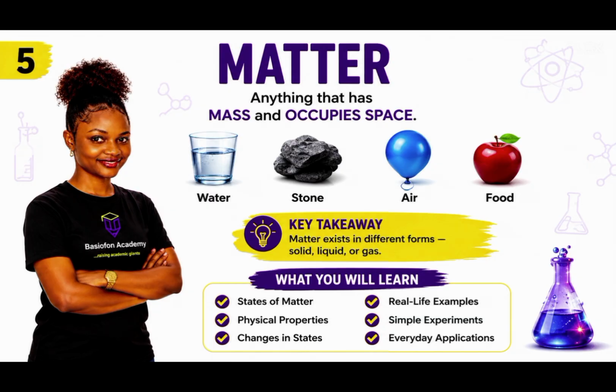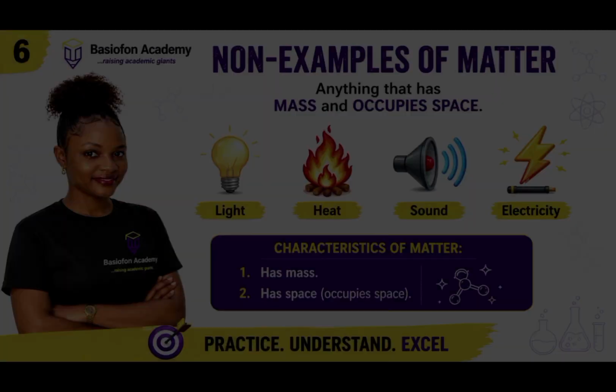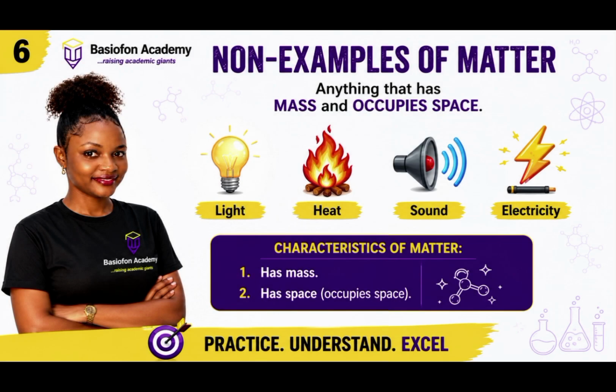Now, you can't talk about chemistry without talking about matter. Matter is defined as anything that has mass and occupies space. Everything around you, the water you drink, the stone on the ground, the air you breathe, the wood, human beings, and even the food you eat are all examples of matter. However, not everything is matter. Things like light, heat, sound, and electricity are not matter because they do not have mass and they do not occupy space. Remember the two key characteristics of matter: it must have mass and it must occupy space.